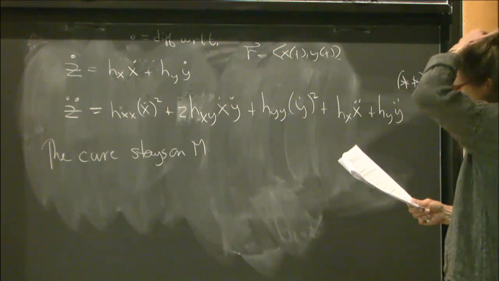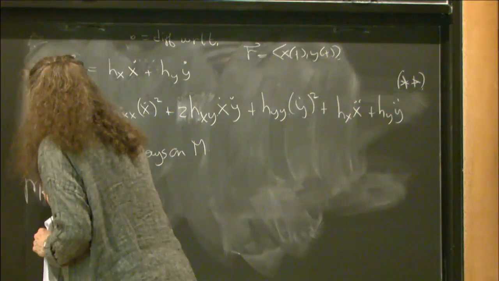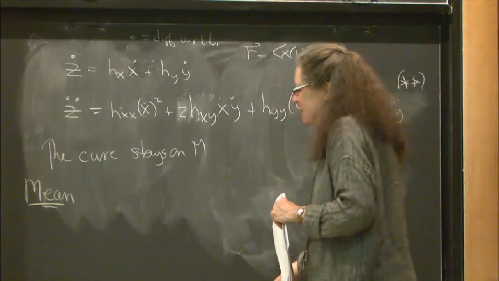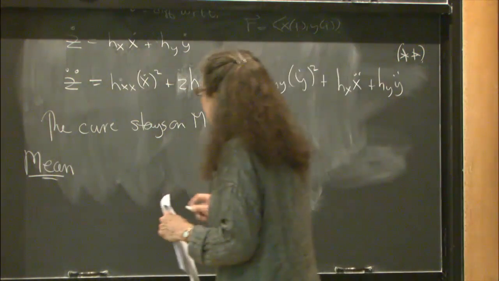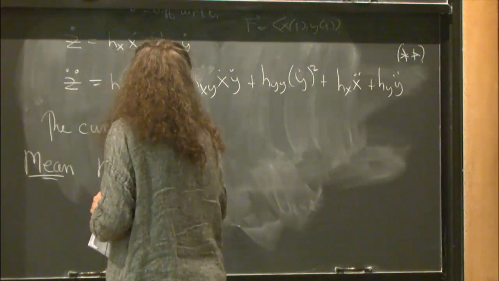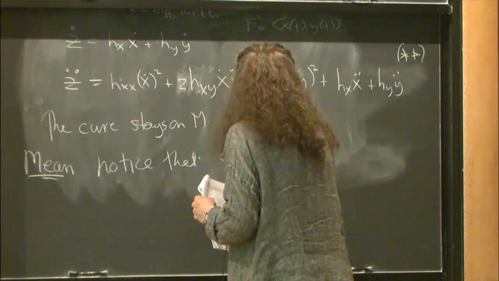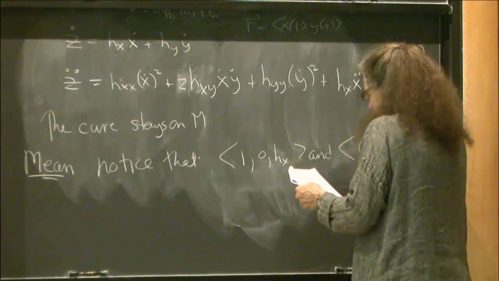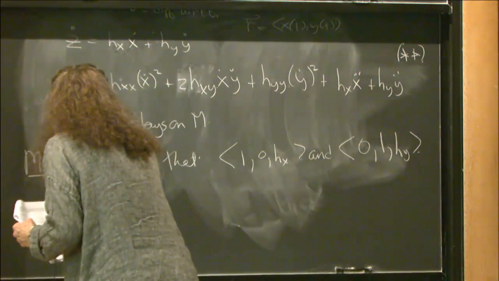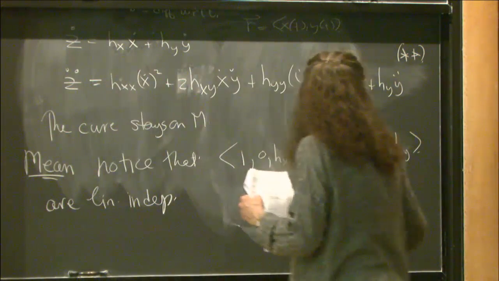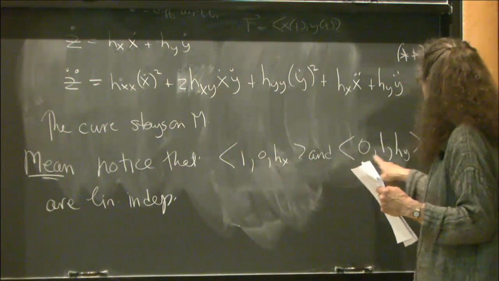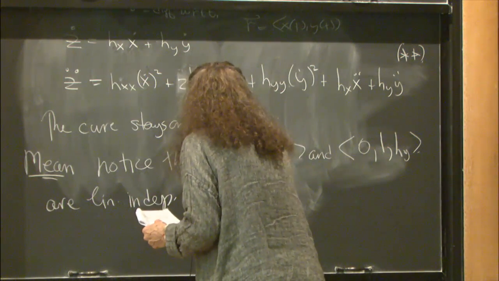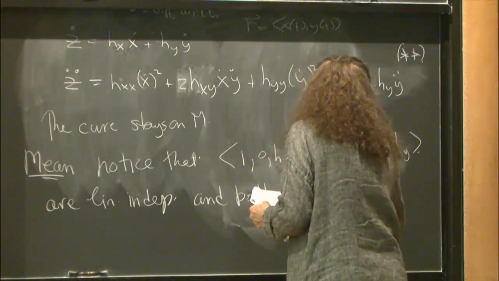Meanwhile, this is not the fanciest way to do this, but I'm trying to do it with the most geometry and the least machinery. So this is ad hoc. We notice that the two vectors (1, 0, h sub x) and (0, 1, h sub y) are linearly independent, no matter what these are. By our assumptions these are both 0 at the origin, and they're both perpendicular to the normal vector.